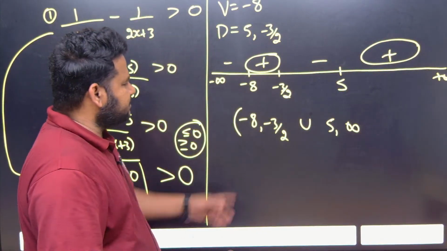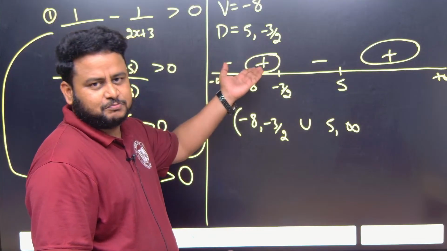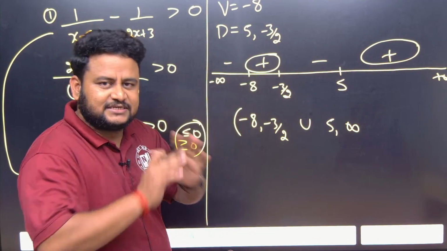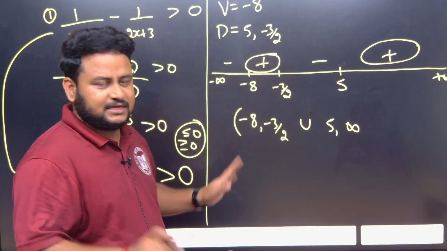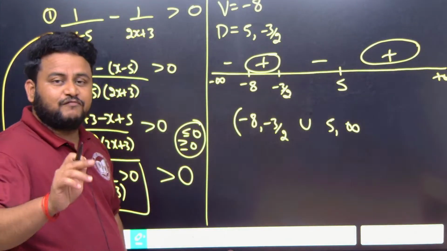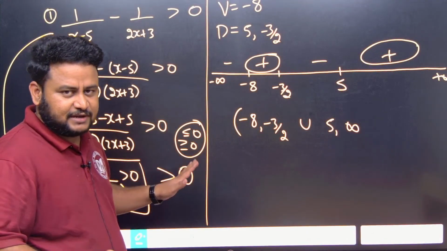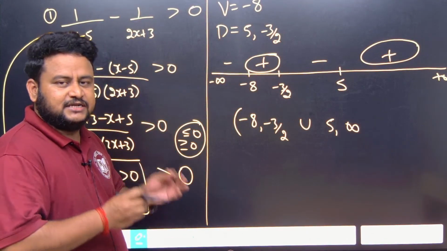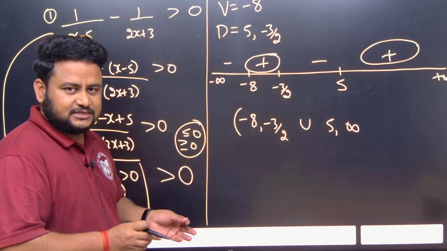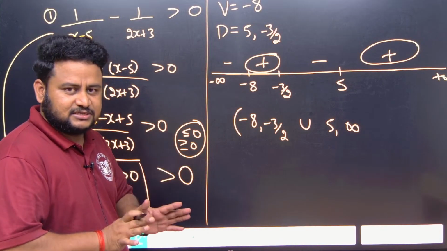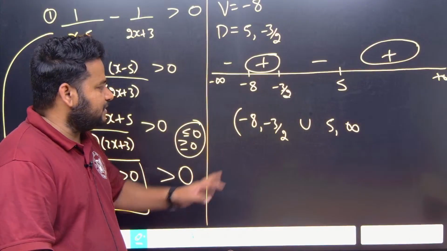Okay, what about minus 3 by 2? Minus 3 by 2 is a discontinuous point. For discontinuous points, always it is open interval, no need to check any inequality at all. Only for vanishing points, you have to check the inequality. Whether it is greater than or equal to 0 or greater than 0, less than or equal to 0 or less than 0, it is always open interval.